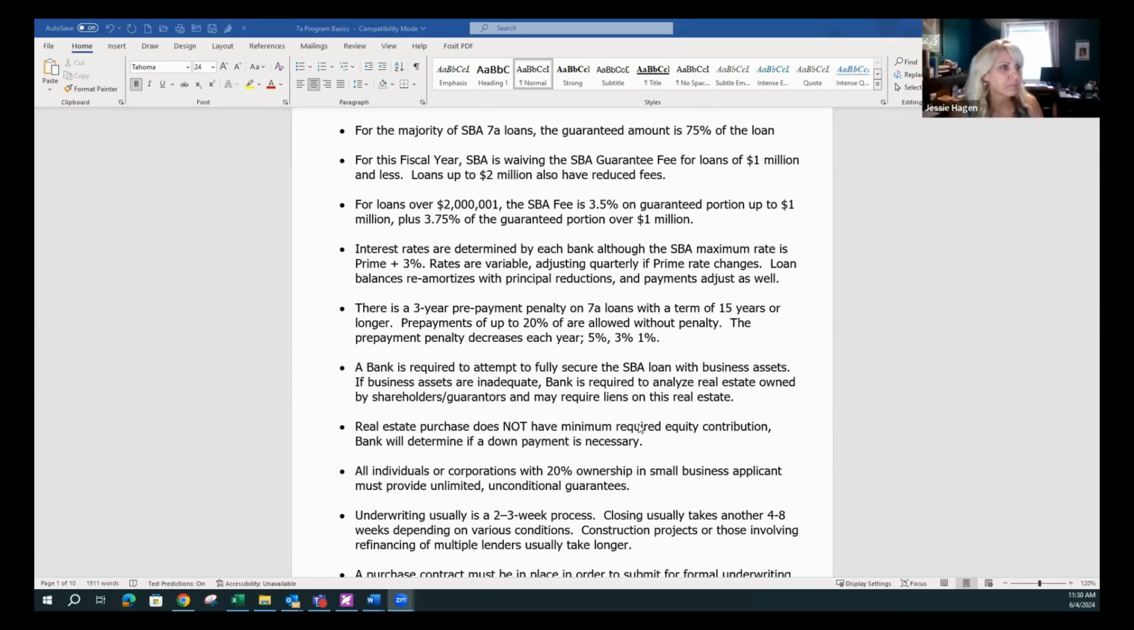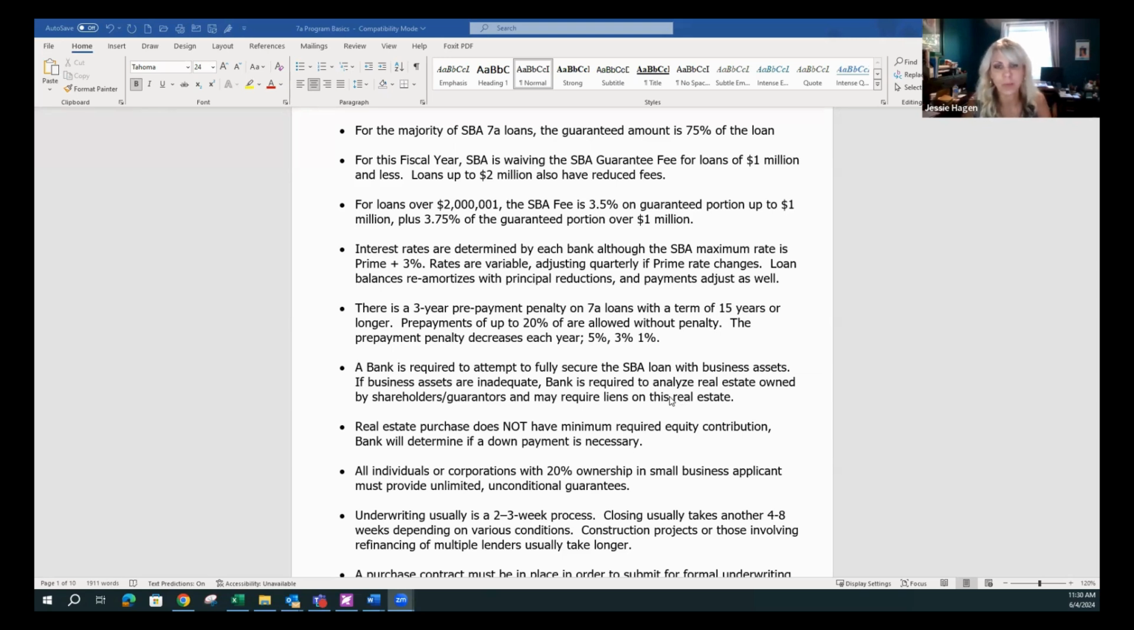Yeah. A bank is required to attempt to fully secure a loan with all the business assets, even if we're not financing all the business assets. And if those assets are inadequate, banks are required to analyze all real estate that is owned by the principals or the shareholders and guarantors to try to fully secure that loan.